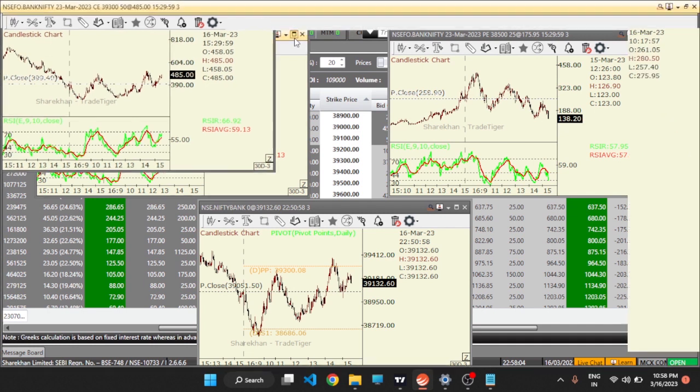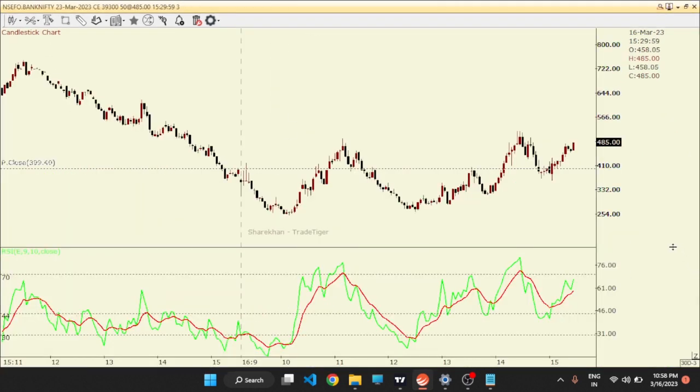On the right-hand side, you can see the RSI's range and RSI's average. The green one is the range and the red one is the average, and on the top you can see the candle's open, high, low, and close. In the middle of the chart you can see the time and date. So today is the 16th of March, and on the buying side we have to buy at the closing of the candle, I mean the 3-minute candlestick closing time.